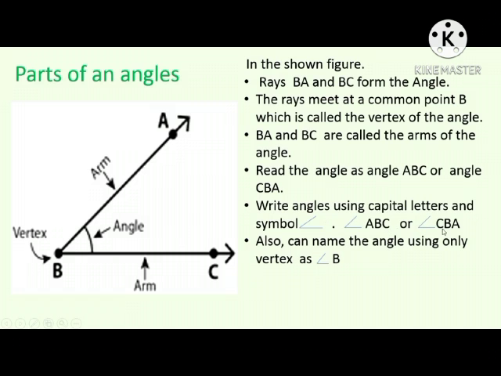We can also name the angle using only the vertex. Here the vertex is B. Before B we write the angle symbol, angle B. So we can name it angle B also.